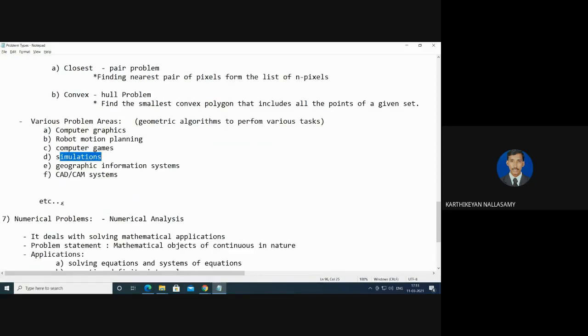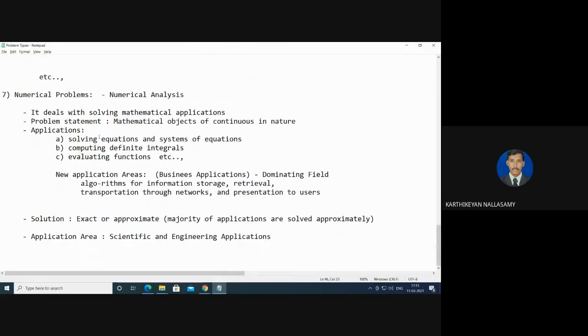And the next one is called the numerical problem. Normally the numerical problem is also called numerical analysis. It deals with mathematical applications like solving equations, solving fundamental integrals, and evaluating functions. These all come under numerical problems. But in the last 20 to 30 years, numerical problems are mapping to business applications. Nowadays, business applications are a dominating field in our computer science era.